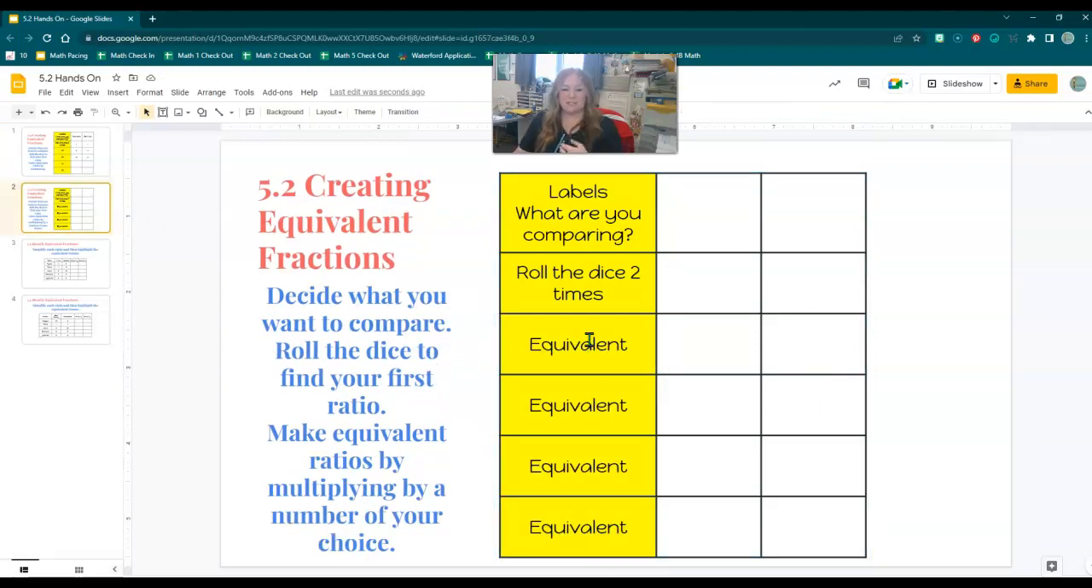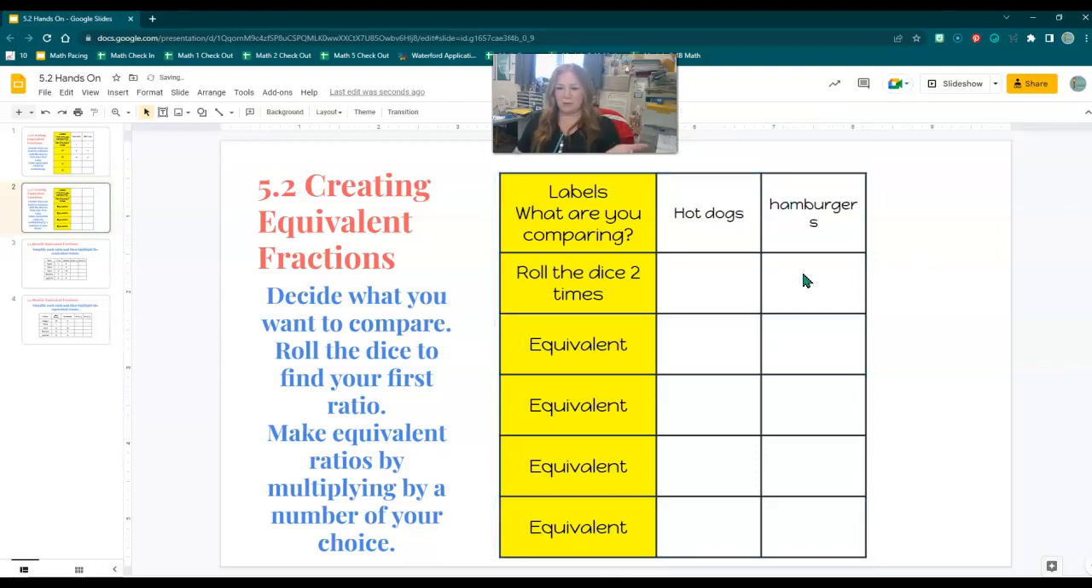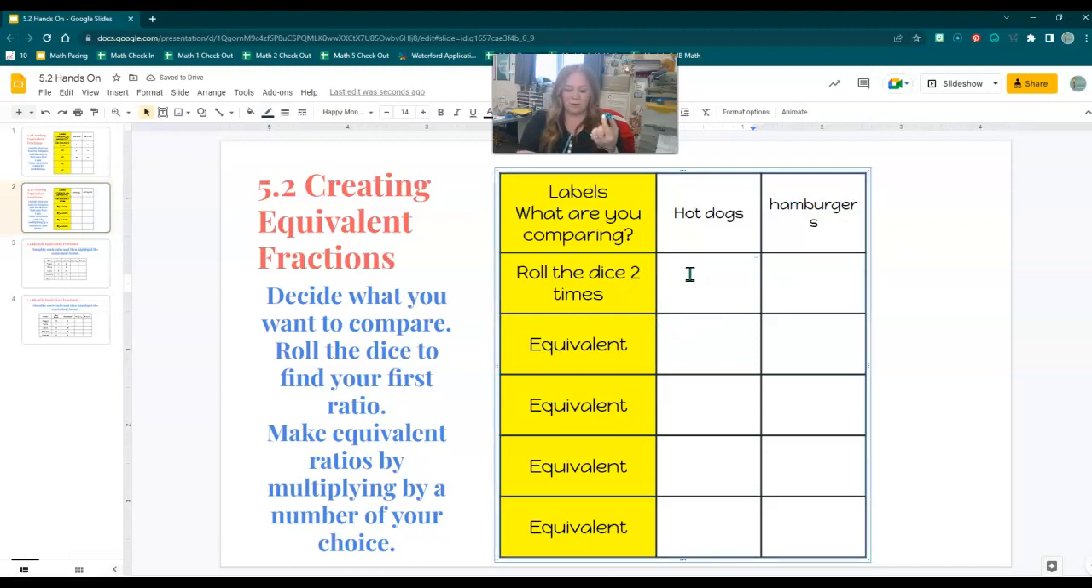Then the next page, you get to decide what equivalent things you want to do. So this time I am going to compare hot dogs and hamburgers at a barbecue. So I roll my dice. I got a 1 for my hot dogs and a 5. So you can't have the same number. Okay, so I rolled a 1 and a 1.